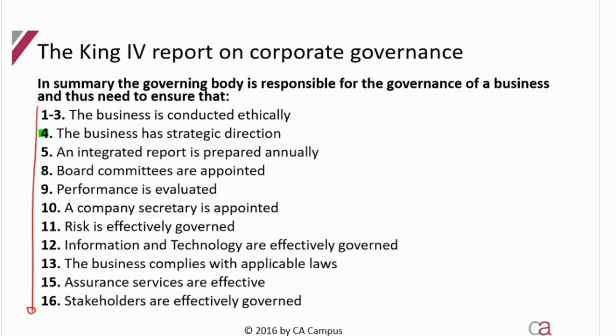5, there must be an integrated report, which is prepared annually. The board committees are 8, and I do actually address the board in 7. Performance is evaluated in 9. Risks, IT, compliance with laws, stakeholders, and assurance, guys, you'll start to see a lot of common roles and responsibilities from the governing body with regards to these. Okay, and if you know it for one, you'll be able to apply it to each, which should help reduce the amount of studying going forward.